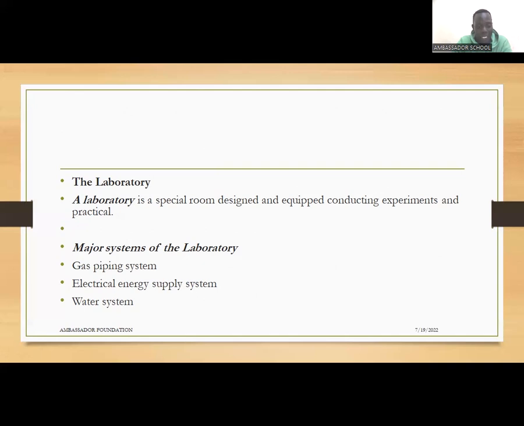The second one is the electrical energy supply system. We require some electricity in the lab. If you have gone to the lab, you understand what I'm talking about. Third, the water system. There must be water in the lab because there are some practicals like floating and sinking that require water. There is also some cleaning that takes place in the lab that requires water. So the main systems in the laboratory are the gas piping system, the electrical energy supply system, and the water system.